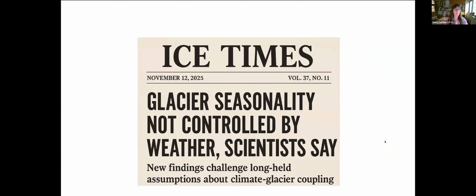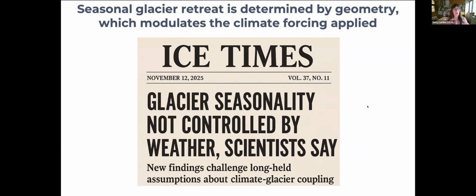I made this with ChatGPT. I thought it was funny. Because we know that glaciers are controlled by climate. We know that the whole reason we have seasonal cycles is because of climate. And so it's not reasonable to say that climate is not actually controlling these glacier termini. What we're trying to say is that the seasonal climate is controlling the initial perturbation, but geometry essentially modulates how that climate forcing is applied.